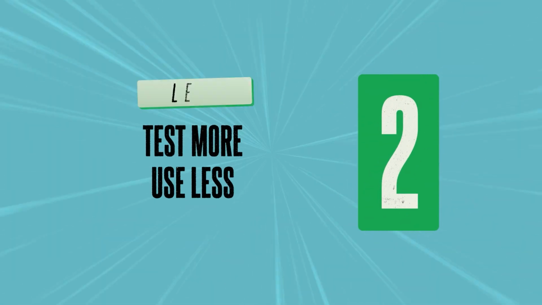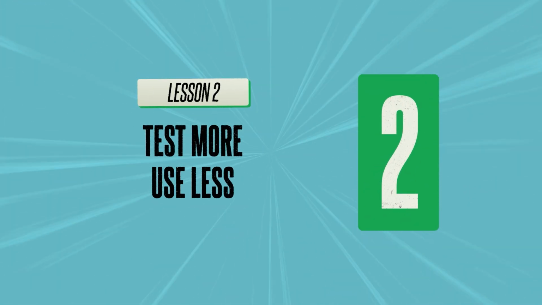Number 2, test more, use less. Here's what most people get wrong. They only test a couple of creatives in their ads and think that one of those is going to strike gold. But the statistical probability of that happening is very, very low. You need to test a volume of ads in order to get to what we call super ads or outlier ads. And when I say a volume, I mean a volume. I mean 20, 30, 40, 50 ads.